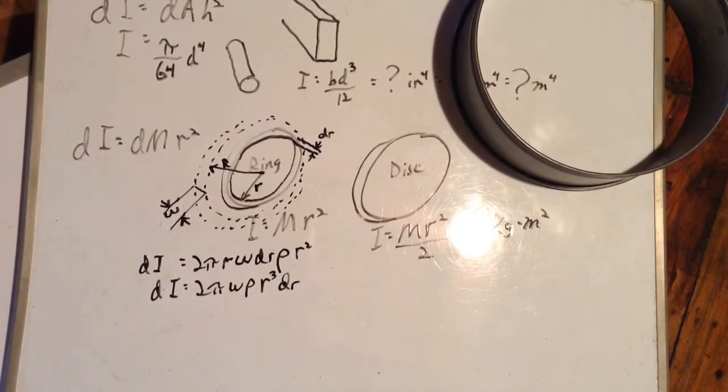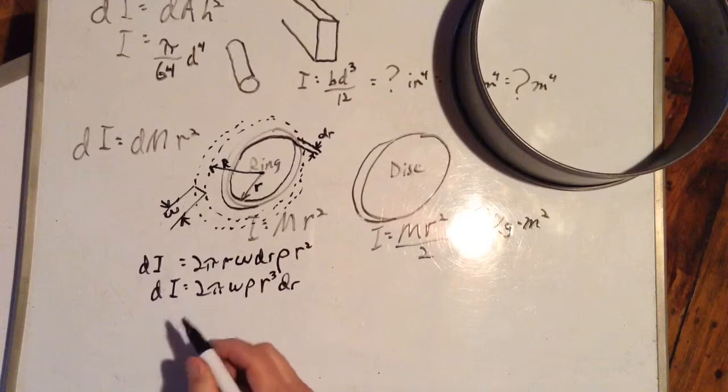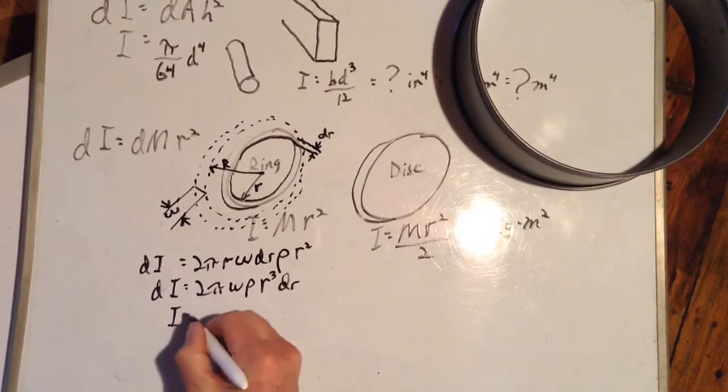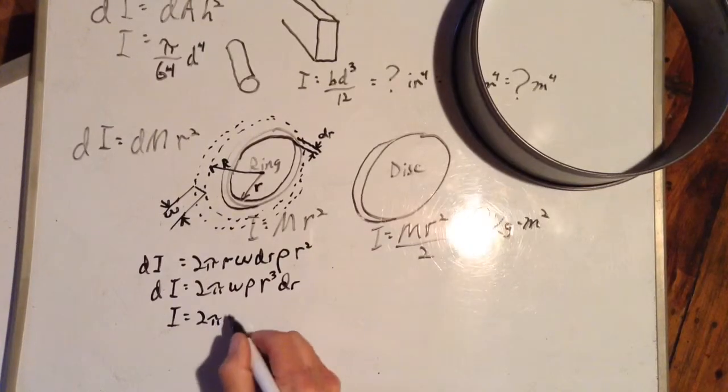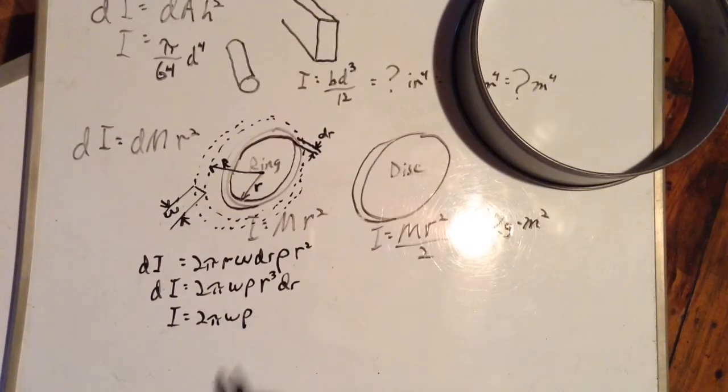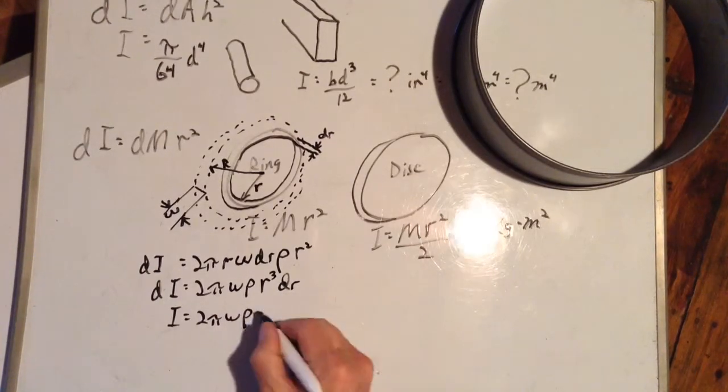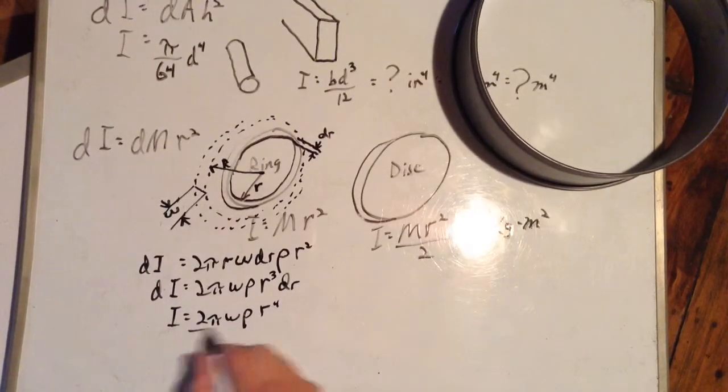Now we integrate each side of this equation. It's always easy to integrate d something because the integral of dI is just plain old I. I equals all these constants here, 2 pi w rho. But when we get to the r cubed dr, the integral of r cubed dr is r to the 4th over 4.